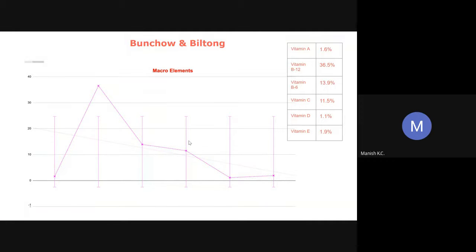You can see this is the macro elements contained in bunny chow and biltong. So it contains 1.6% of vitamin A, likewise 36.5% of vitamin B12, 13.9% of vitamin B6, 11.5% of vitamin C, 1.1% of vitamin D, and 1.9% of vitamin E. Next slide.